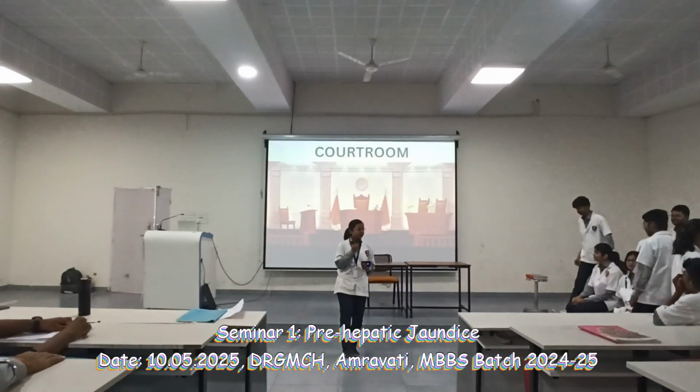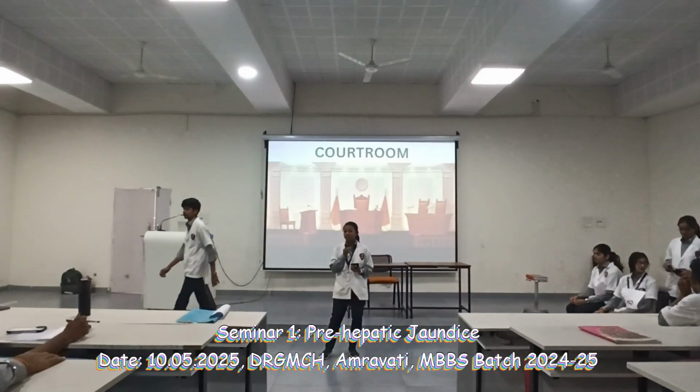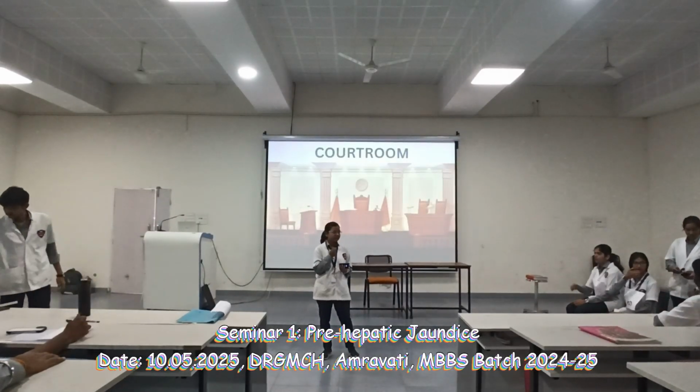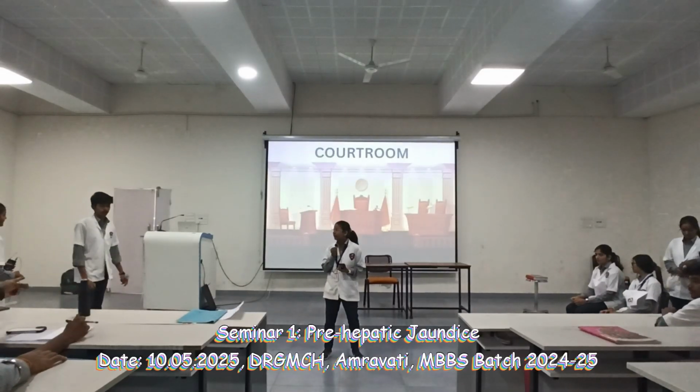So basically, the conclusion of this case is that this is a case of pre-hepatic jaundice which occurs due to the abnormal sickle shape RBC. Now for further lab findings and clinical findings, I would like to call Niranjan Achure.